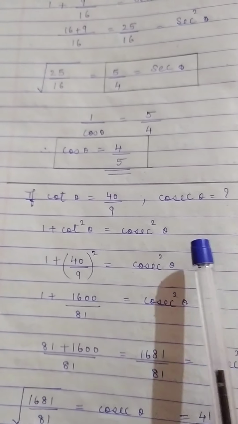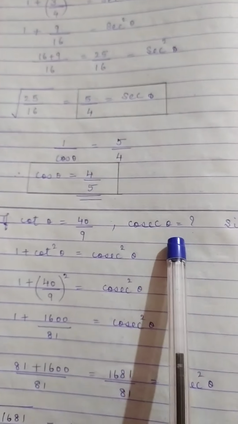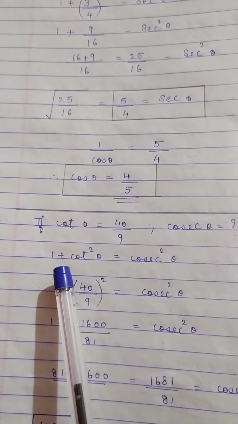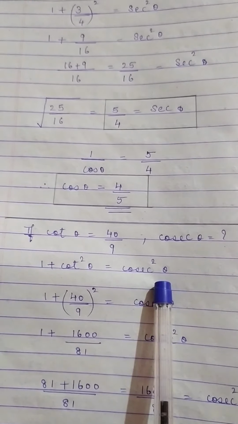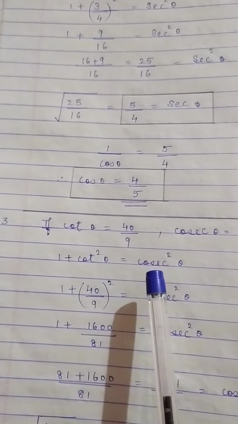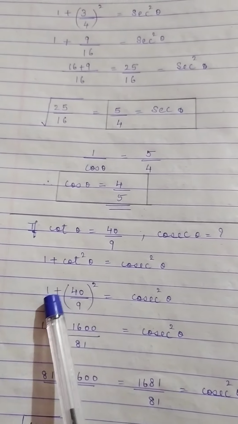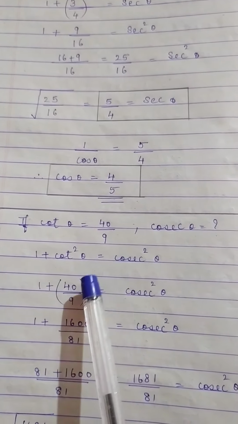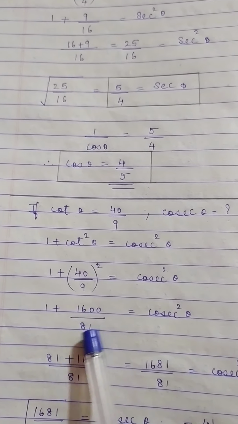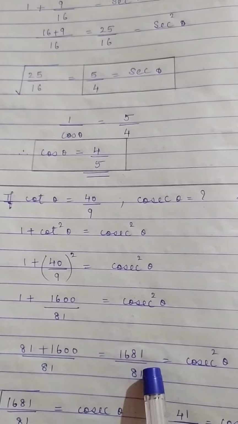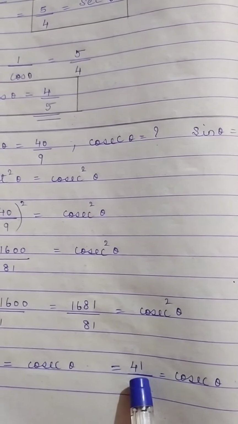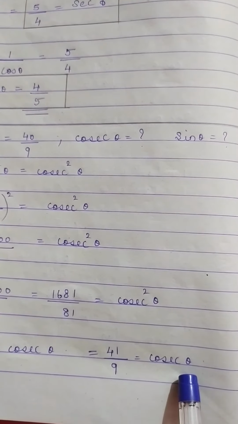Question number 3, if cot theta equal to 40 by 9, find the value of cosec theta and sin theta. Use the identity 1 plus cot square theta equal to cosec square theta. So depending upon what is given to you, you have to decide which identity is to be used to solve the sum. So now in place of cot theta, we will substitute the value 40 upon 9, square it. Now when I square, I get this value. Take the LCM, 1681 upon 81 is cosec square theta. Find the square root, your answer is 41 upon 9 equal to cosec theta.